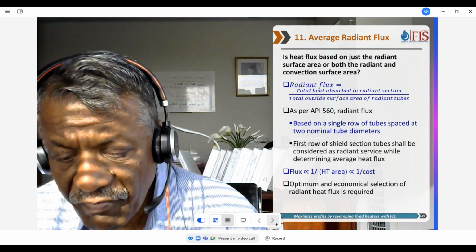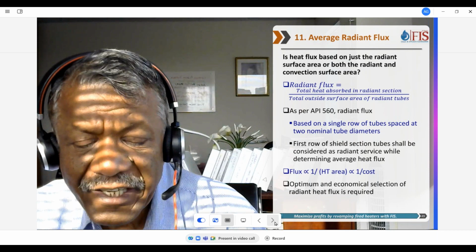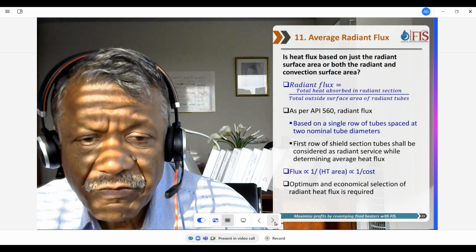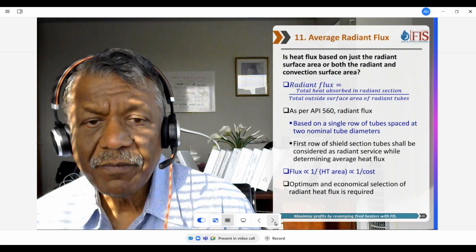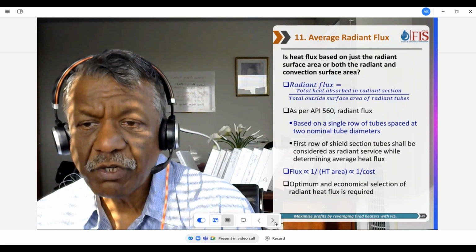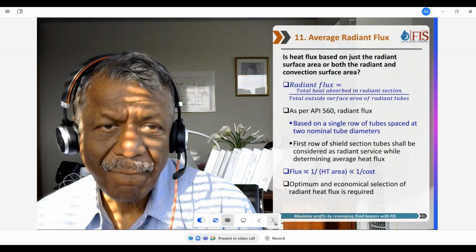So existing fired heaters should work. Maybe we'll have to change the burners. We will have to change the burner tips. Maybe some control valves in the fuel gas, those types of things will have to be modified actually.